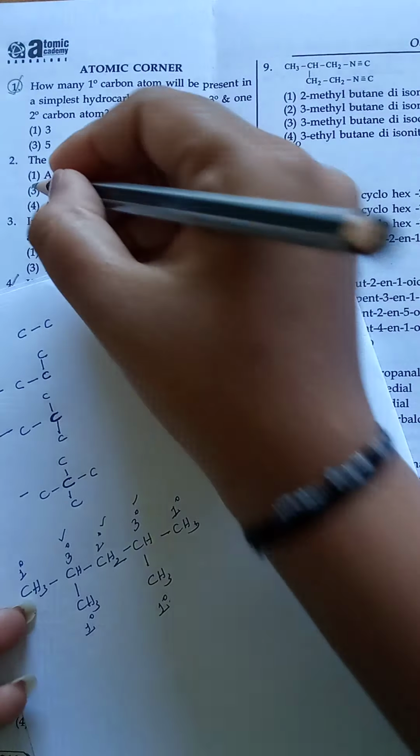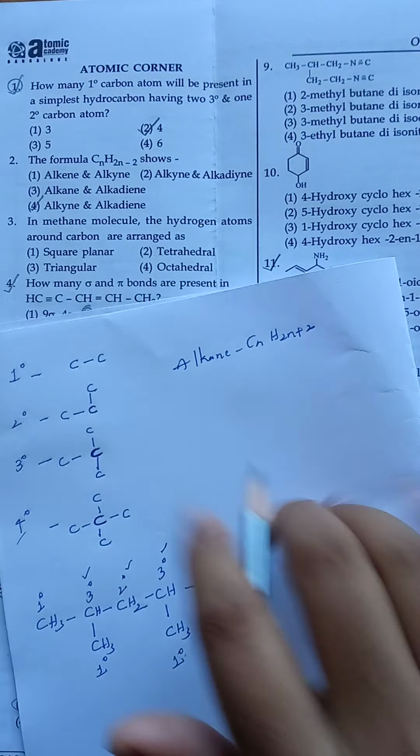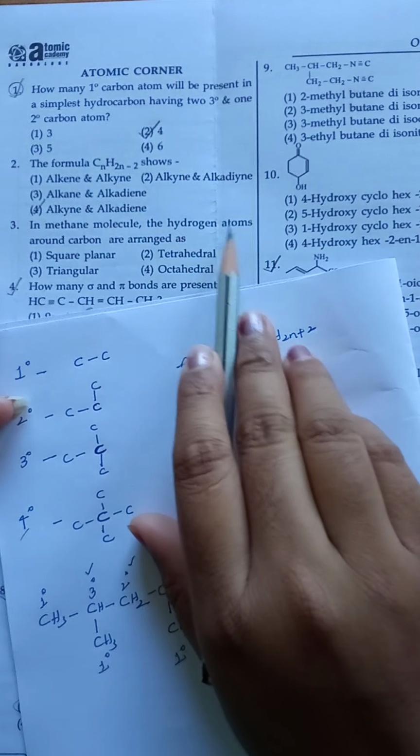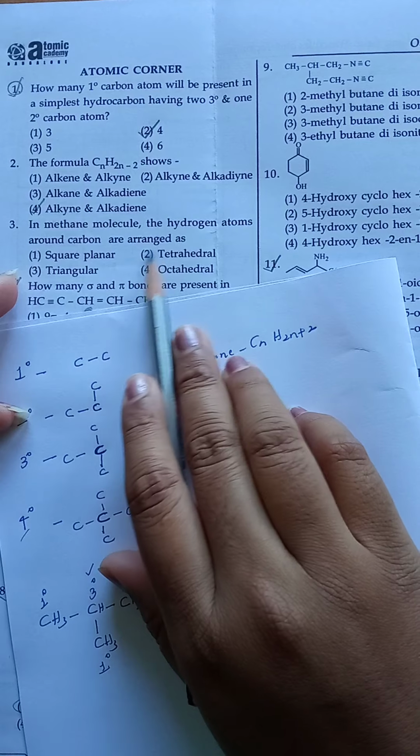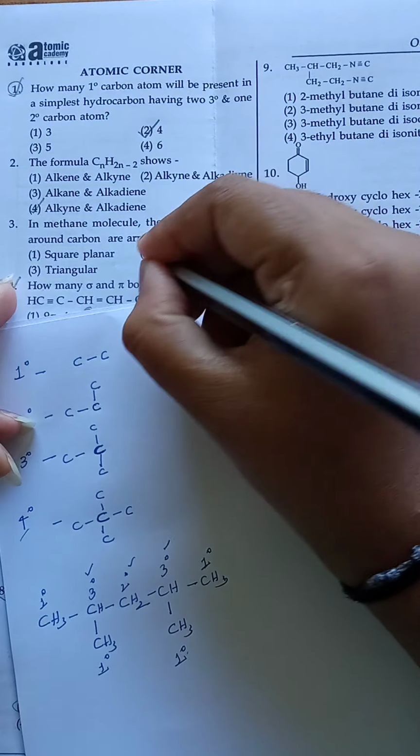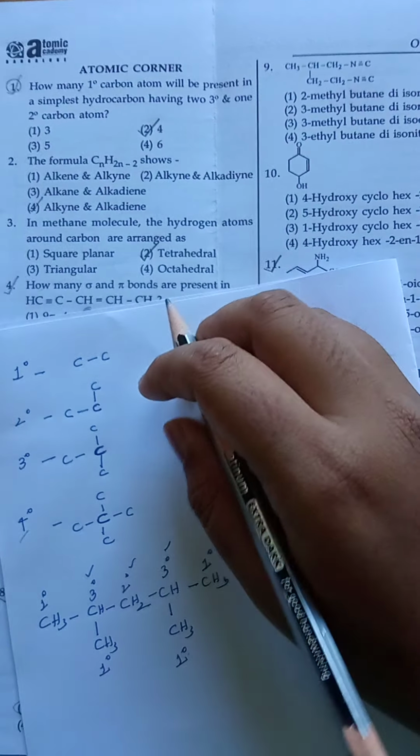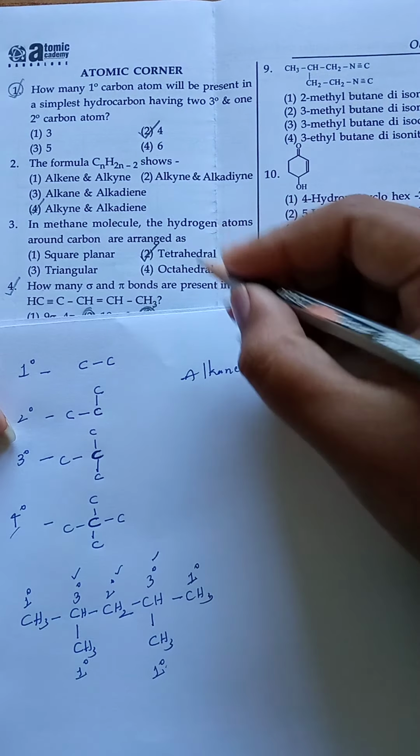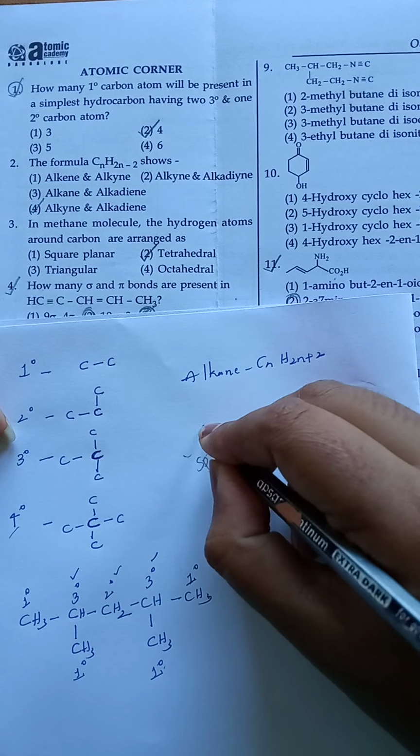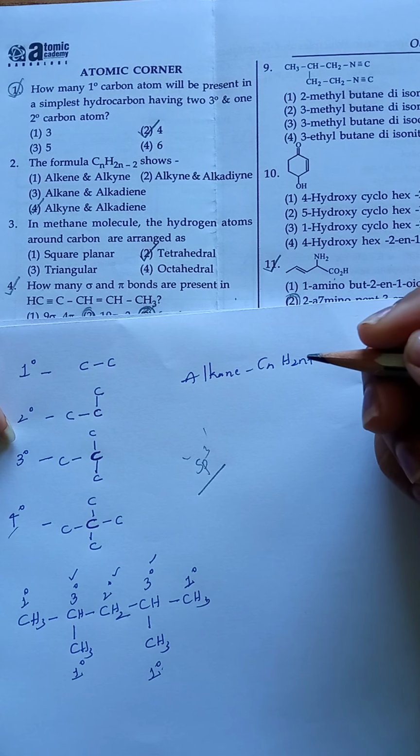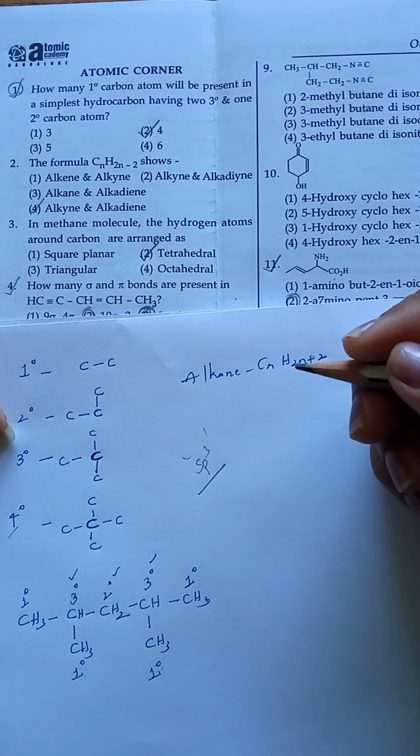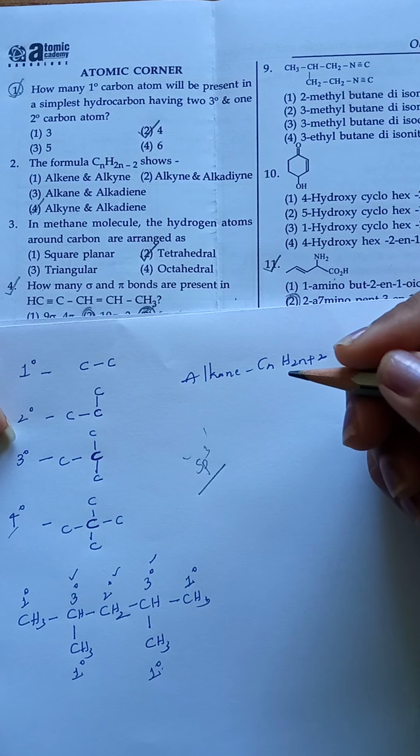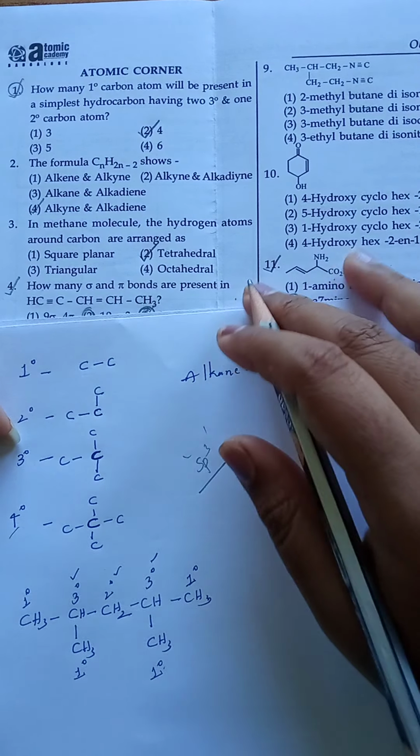For the second one the answer is 4. Next, see the third one. In a methane molecule, the hydrogen atoms around the carbon atom are arranged in a tetrahedral manner. This is the geometry. The geometry of the molecule is tetrahedral because it participates in sp3 hybridization. Any compound which participates in sp3 hybridization is said to have tetrahedral geometry.